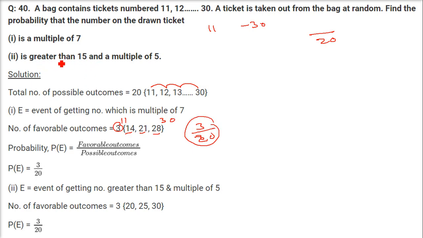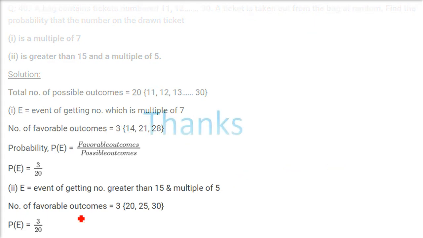Now, greater than 15 and a multiple of 5. So it has to be greater than 15 and a multiple of 5. Above 15 is 20, then 25, and 30. 35 is not going to come, and 15 will also not come. It has to be greater than 15. So 20, 25, 30: the count is 3, and when the count is 3 and total possible outcomes are 20, 3 by 20 is the answer here.